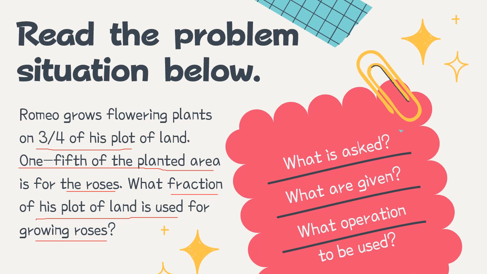So what operation are we going to use? We have here the word of, and word of means multiplication. 1/5 of the planted area, and that is 3/4. 1/5 of 3/4.